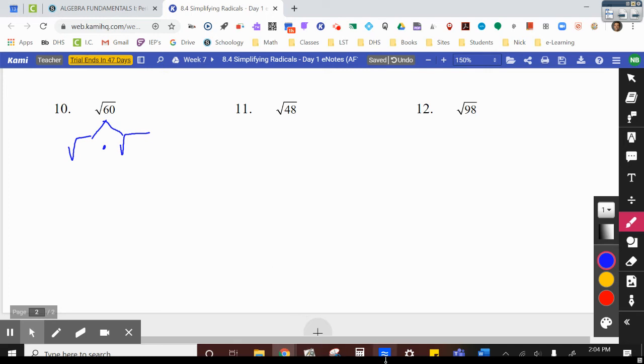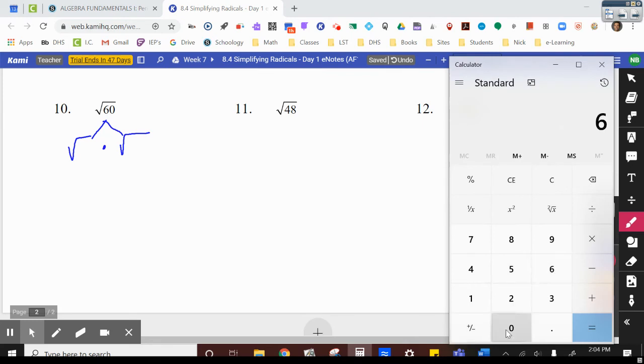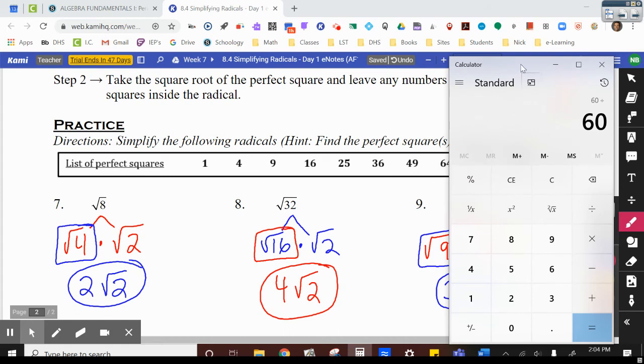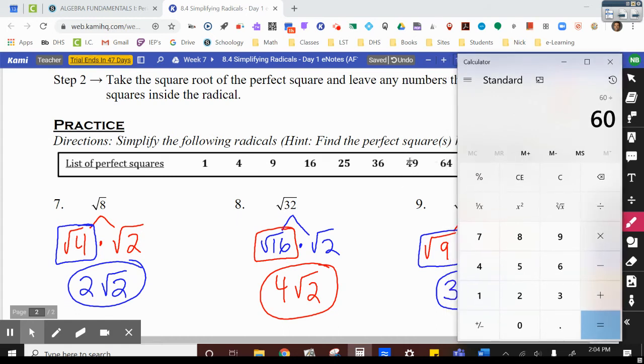All right, let's see what we did here. Hopefully you took 60 into your calculator and started dividing down the line. Well, 64 is too big. 49, I don't think is going to go evenly into 60. So maybe we start trying with 36. 60 divided by 36, nope. Then I try the next number down, 25. I know 25 doesn't go into 60. Then I'm going to try the number 16. Well, 60 divided by 16 is 3.75. Nope, that's not going to work because that's not a whole number.